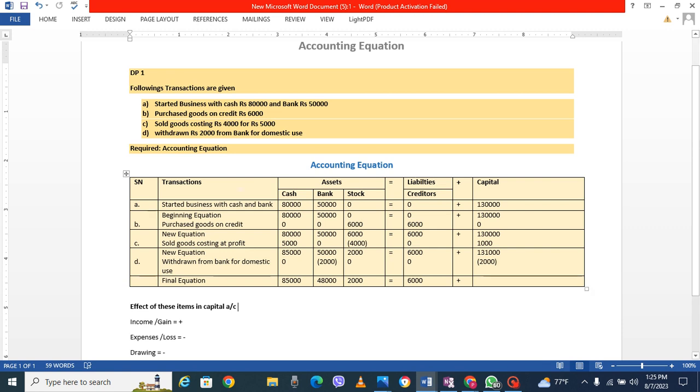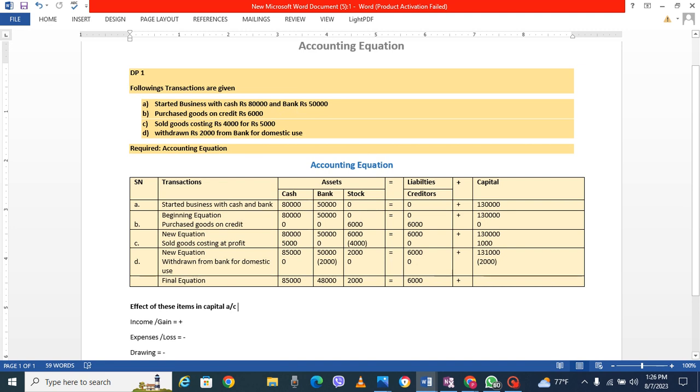So here is the format, that is SN, transactions, assets heading equals liability heading plus capital. Before entering into the format, you should be clear what columns you have to add under the assets heading and what columns you have to add under the liability heading. At first, see here is the availability of cash and bank balance. So you have to add cash and bank under the assets heading.